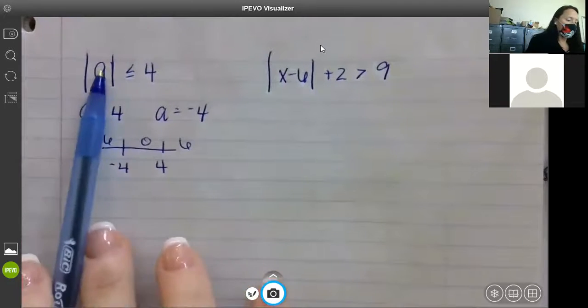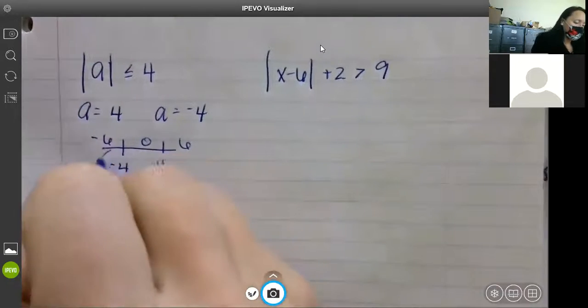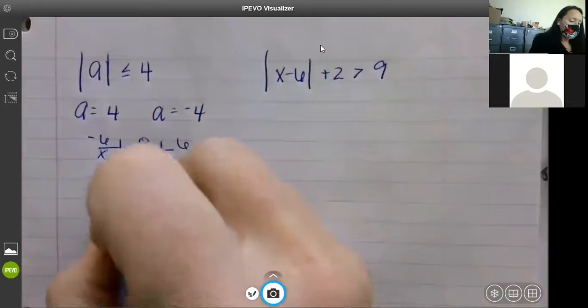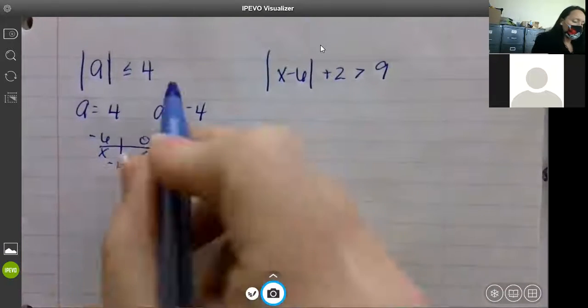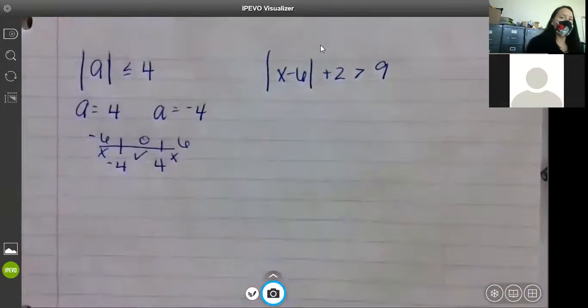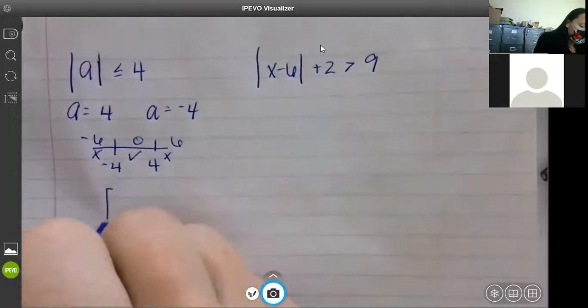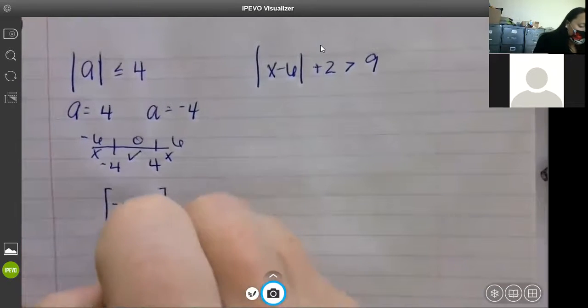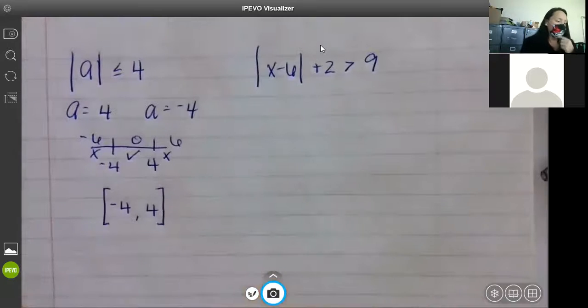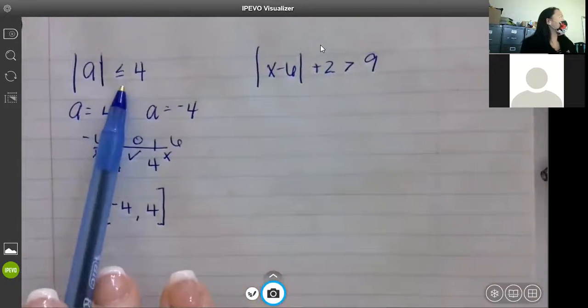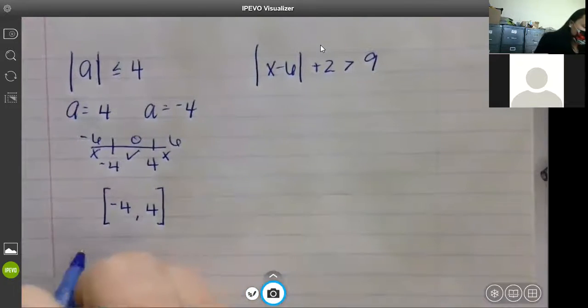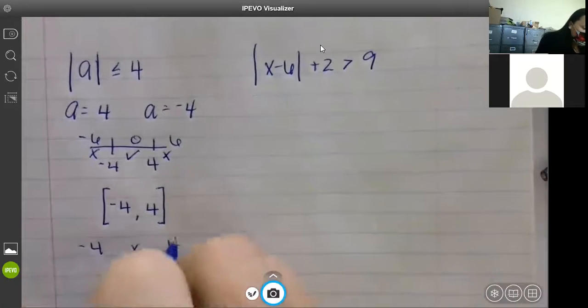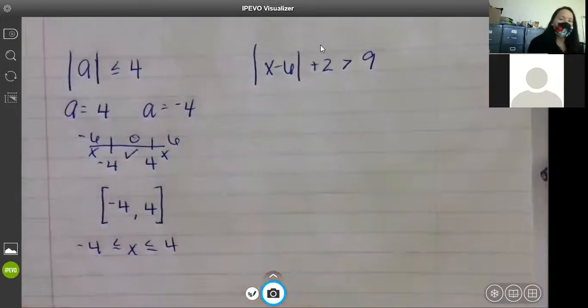When I plug those in, the absolute value of -6 is not less than 4. 0 is less than 4, and 6 is not. So when we put this in, our answers are between -4 and 4. And the reason that I used brackets was because it's equal to. Okay. If you're writing it in the notation that I told you, it would be x less than or equal to, like this.